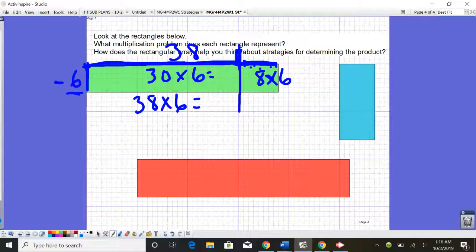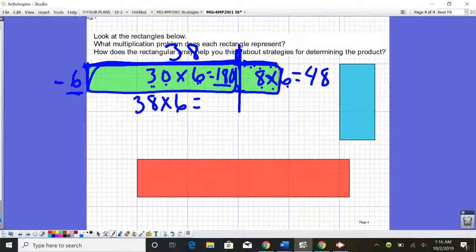Now I can solve both parts of the array and then add them back together to get the total. 30 times 6 is the same as 3 10s times 6, which is 18 10s. And then 8 times 6 is 48. When I add 180 in this section plus 48 in this section, the two partial products add together for 228 squares. Thank goodness I found a strategy that's faster than having to count all the squares.